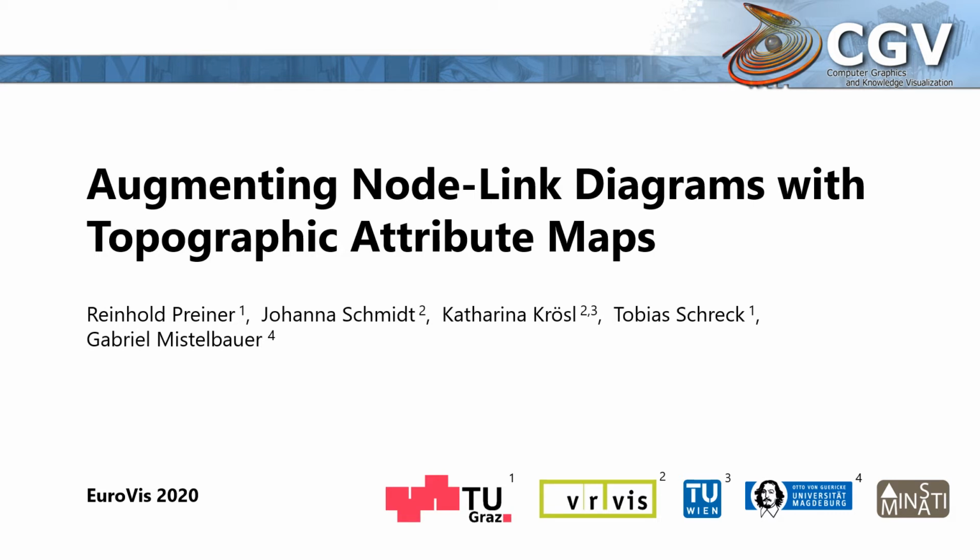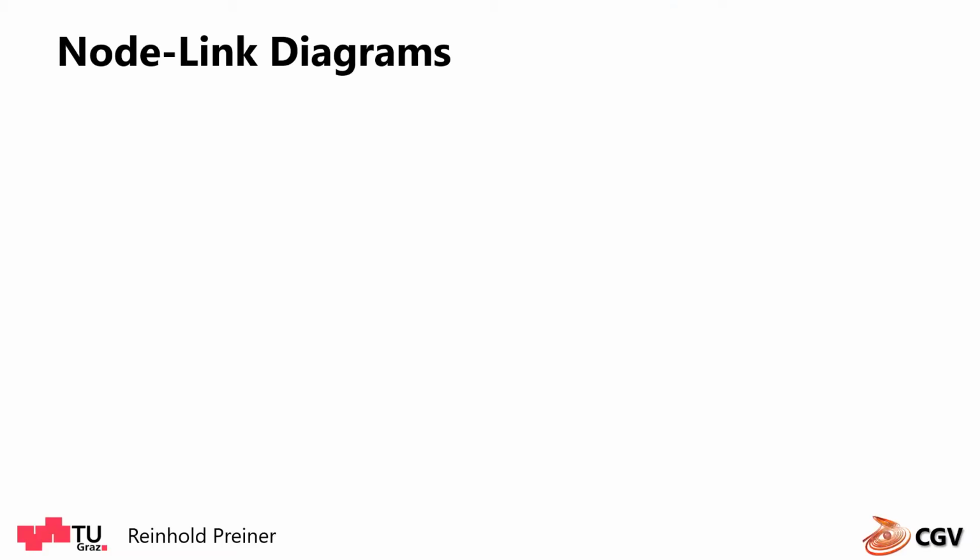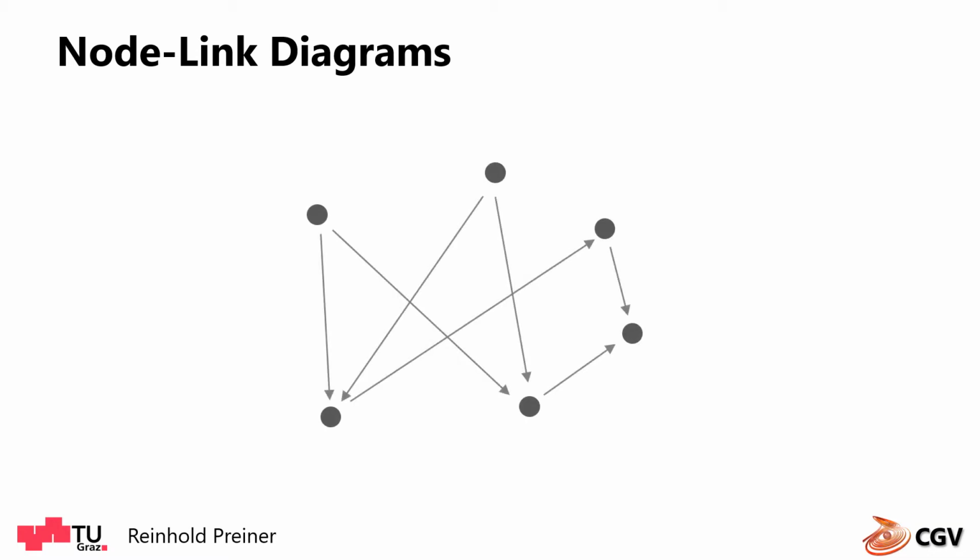I'm with the Graz University of Technology and I'm happy to present today our work on augmenting node link diagrams with topographic attribute maps. Imagine you have a dataset containing some entities and these entities have logical relations to each other. So what you effectively have is a graph, and a typical representation for such a graph is a node link diagram that you see here.